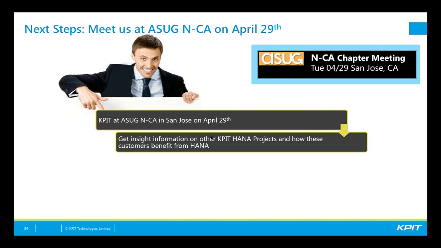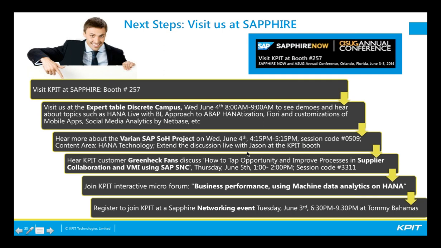Next slide. So between now and Sapphire, which is a major event, there are a couple of touch points that have been lined up. One is the user group for Northern California in San Jose, where we'll be presenting a number of other use cases, and there's an opportunity to meet and further discuss if there is an interest, as well as at Sapphire itself. Next slide. So also at Sapphire, we'll be presenting a number of use cases, more expanding on the Varian project. There's an opportunity to further discuss this also live with Jason itself, or you can meet us for the networking event at Tommy Bahamas on Tuesday.